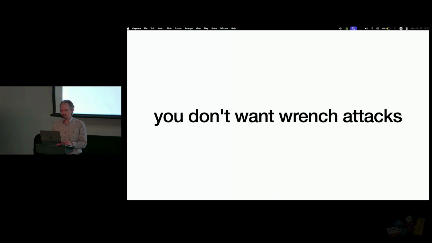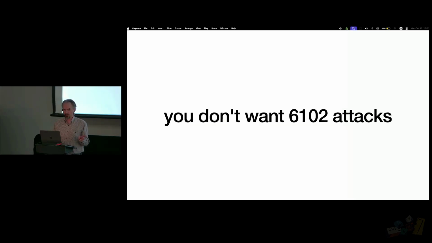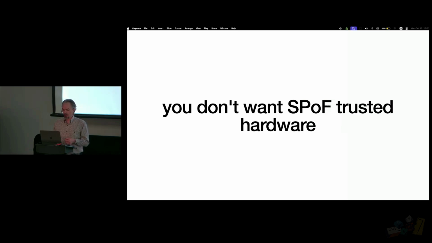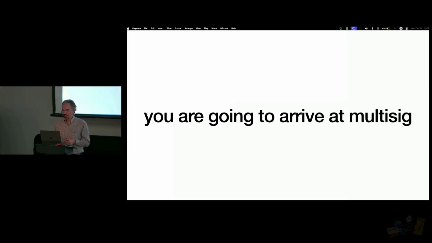Okay, so there's about 5 key problems in Bitcoin. You don't want wrench attacks. You don't want government attacks. 6102 is the day they said everybody has to turn in their gold. That's 1934. You don't want single points of failure that you can get from certain trusted hardware or from, let's say, seed words that are the old style stuff.